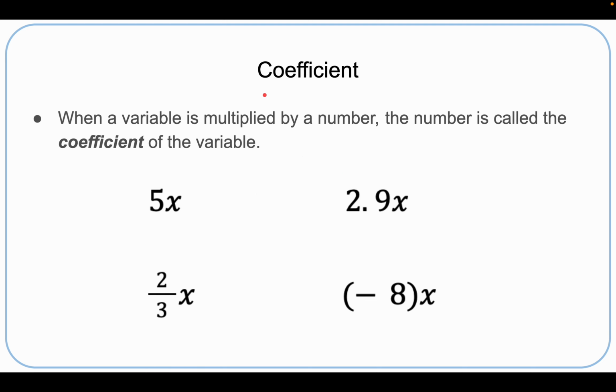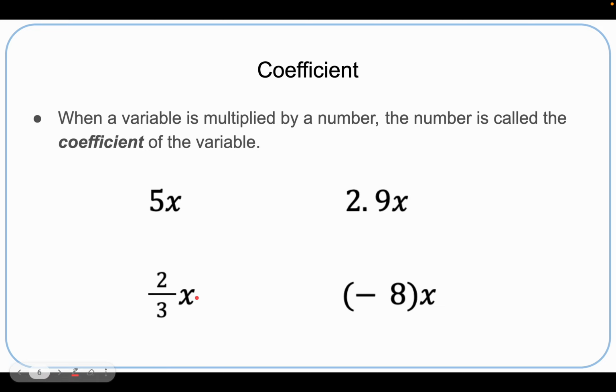Now, a coefficient, this might be a new term. So when a variable is multiplied by a number, that number is called the coefficient of the variable. So here I have a few examples. So for 5x, 5 is known as the coefficient of x. 2.9 times x, 2.9 is the coefficient of x. Here I have a fraction, 2/3 x. 2/3 is the coefficient of x.